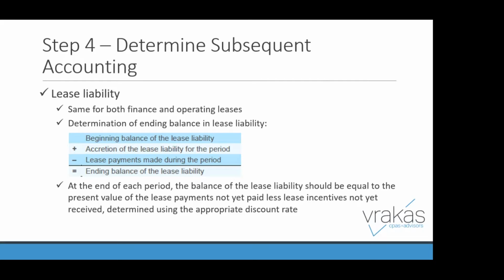Essentially, what you're going to do is reduce your liability by the amount of the payment that you made and increase the liability slightly for the accretion of that discount. And then as kind of a double check, you could always do the calculation where at the end of each period, the balance of the lease liability should be equal to the present value of your remaining lease payments.